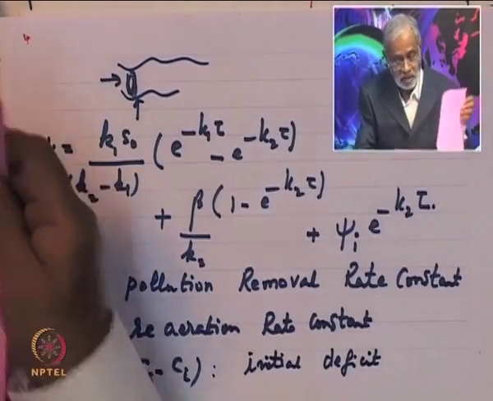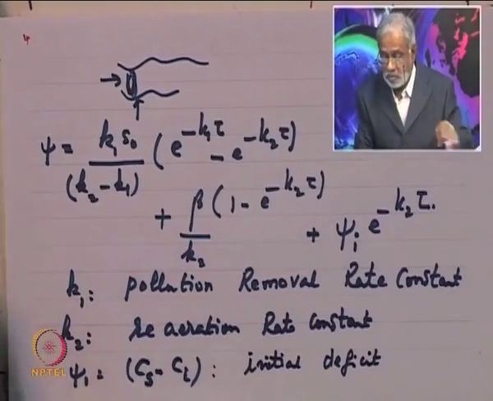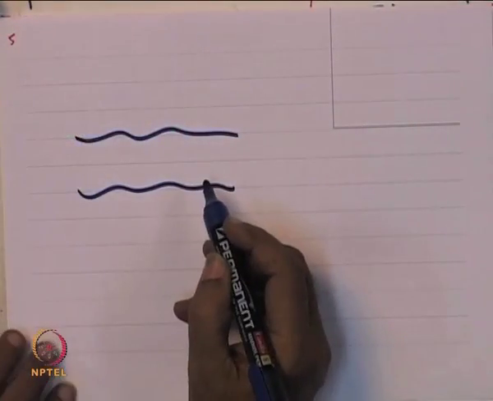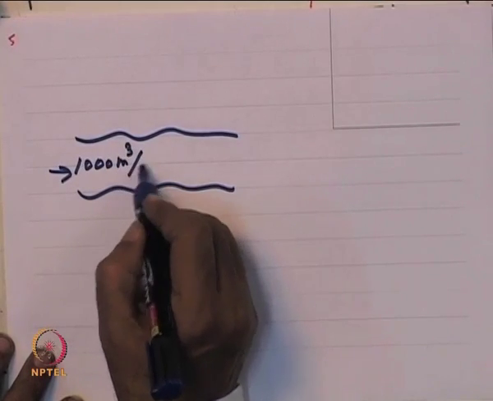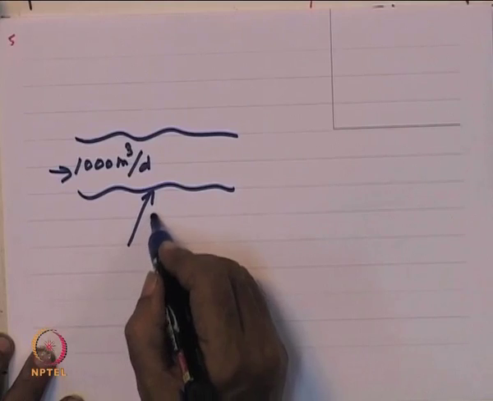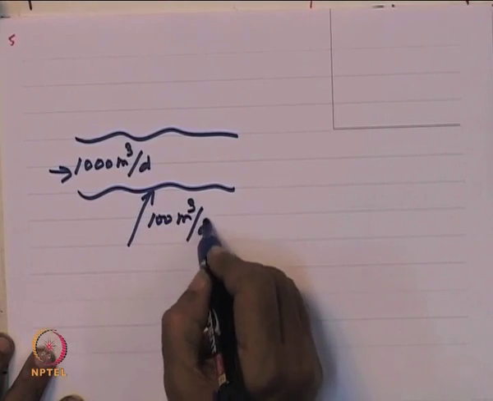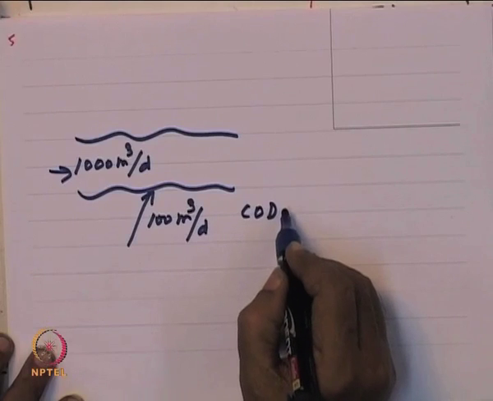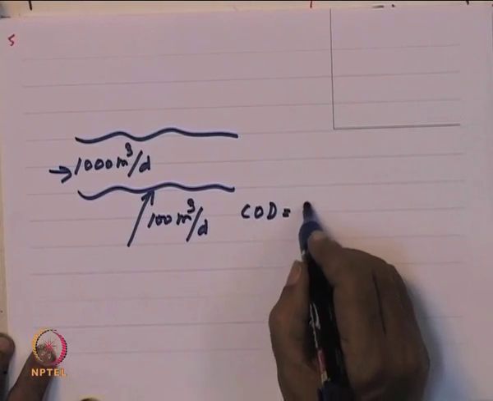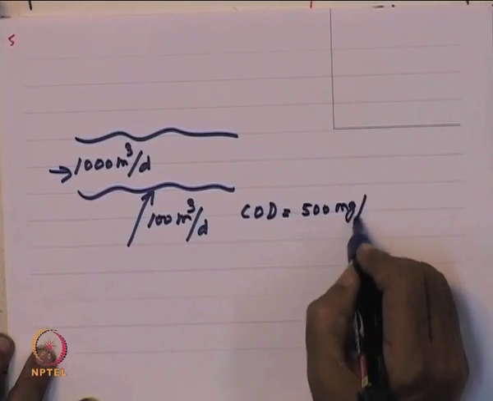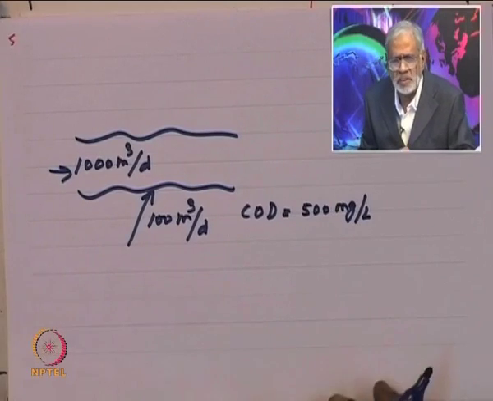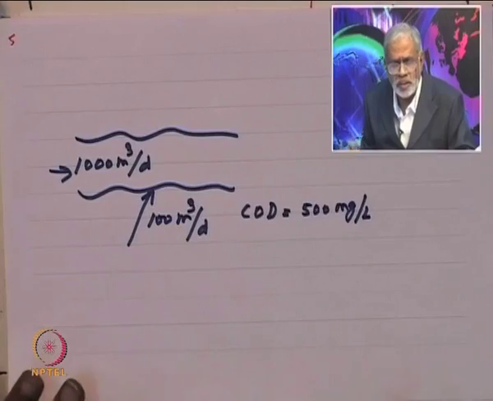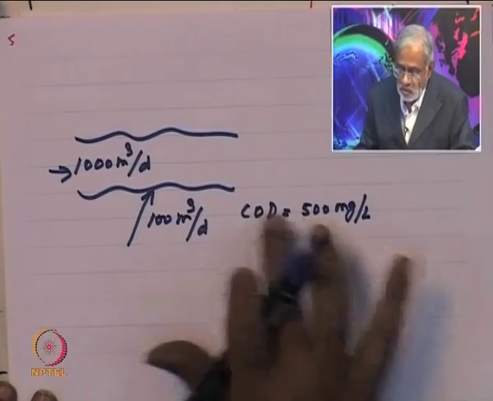Now, the problem that we would like to solve, let me just quickly explain it. See, the problem we want to solve is the following. You have a river coming in at 1000 cubic meters per day. Okay, you are putting in 100 cubic meters per day of pollution containing COD equal to 500 milligrams per liter. It does not seem to have much BOD in the sense that this is an industrial pollution which is COD, BOD has been removed in the treatment, what is left behind is only COD. So, it is going into the river.